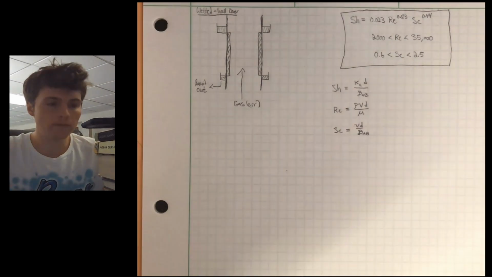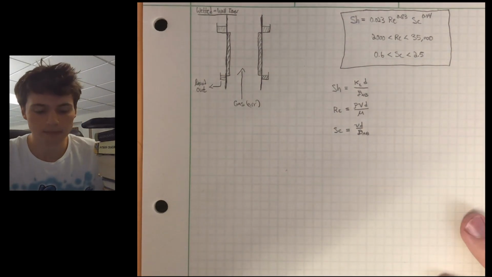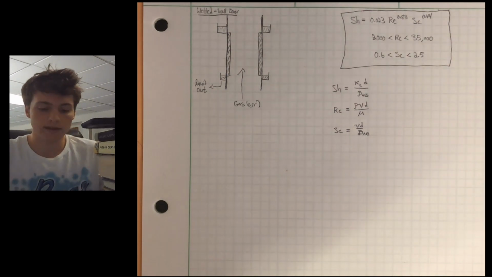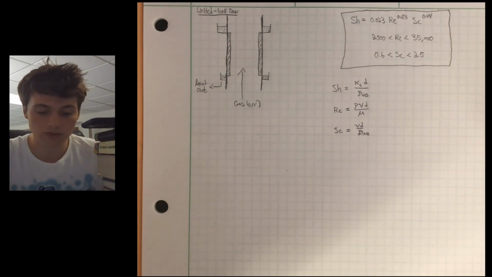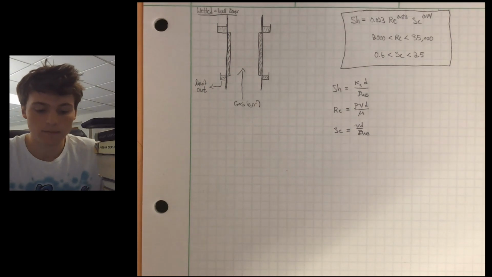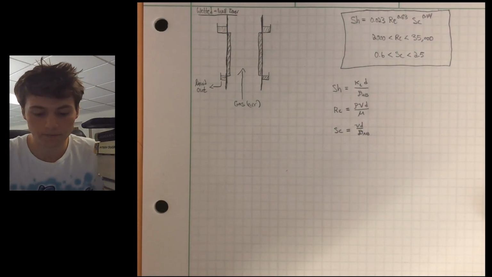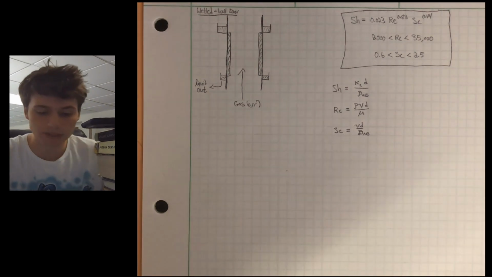They performed their experiment, got all their data, and then ultimately came up with this relationship: the Sherwood number is equal to 0.023 multiplied by the Reynolds number to the 0.83 power multiplied by the Schmidt number to the 0.44 power. This relationship is valid over a range of Reynolds number between 2,000 and 35,000 and a Schmidt number between 0.6 and 2.5.